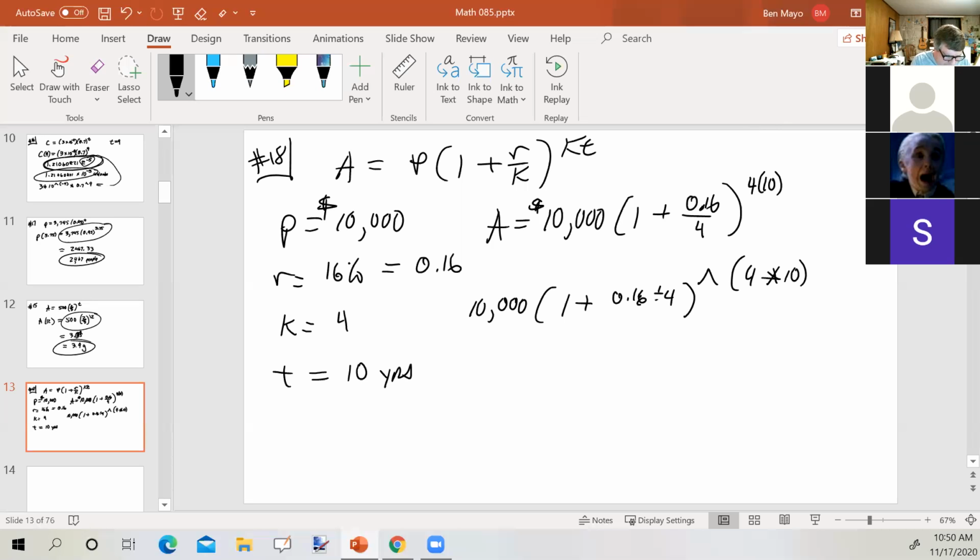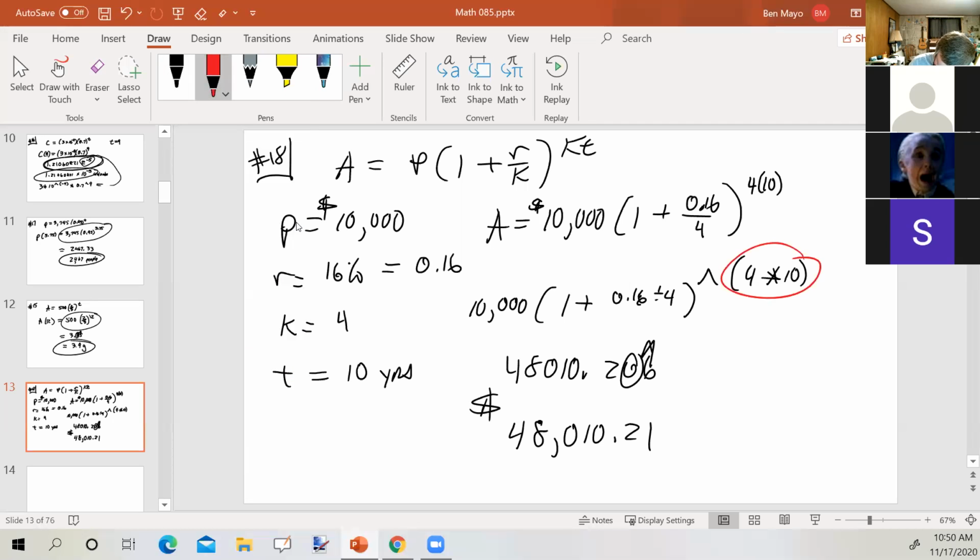I'm going to do that one first. 1 plus 0.16 divided by 4, close it up to the parentheses 4 times 10 power. And when I do that, I get 48010.206. The 6 would round up, so I'm going to get 48,010.21. So $48,010.21.